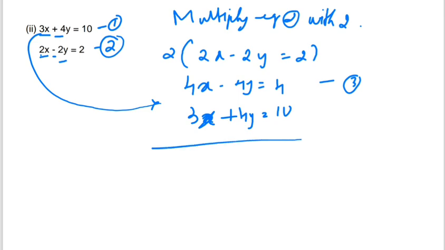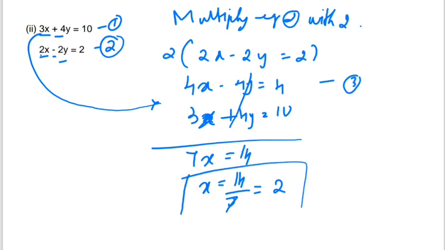So here in the first equation we have minus 4y, and here we have plus 4y. So we can cancel it easily without changing the sign. So plus 4y minus 4y cancels. 4x plus 3x gives you 7x is equal to 10 plus 4, 14. So value of x is 14 by 7, that is equal to 2. So this is your x value.